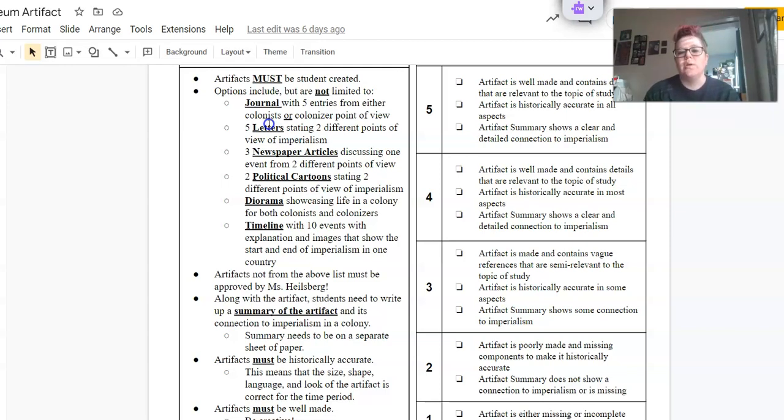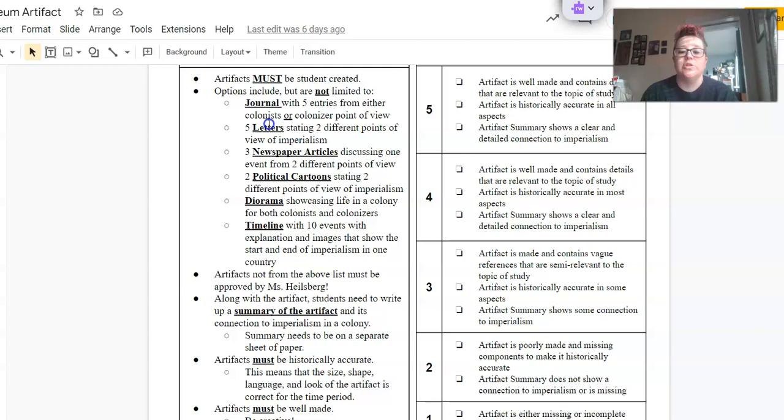The diorama should be some kind of 3D model showing off what living in the colony was like. You could show me a battle from the Opium War. You could show me a battle from the Sepoy Rebellion. You could show me what it was like for the Congolese getting rubber from the rubber trees. You could show me what the tea plantations look like in India. Those are all options, okay?